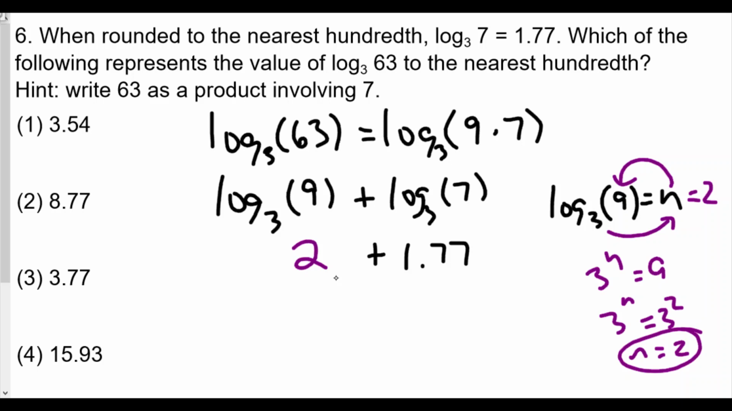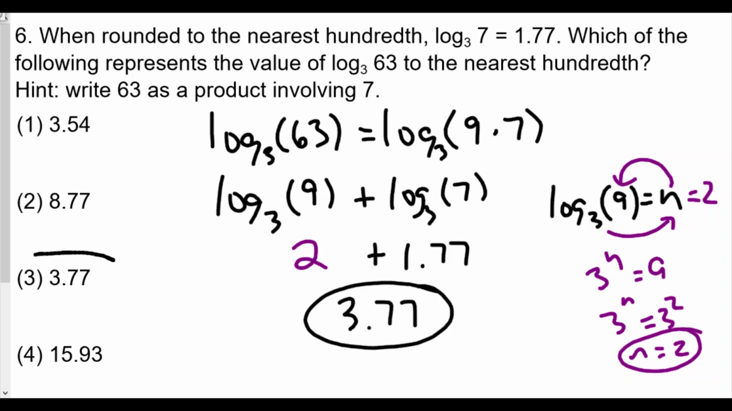So now it's adding 2 plus 1.77, which added together will give us 3.77. And that's going to be choice 3. So, yes, we want to separate this, and we see in this case we can get a log base 3 of 9 plus log base 3 of 7. Log base 3 of 9 we can find the value of by rewriting it back into an exponential equation and using our knowledge with that.